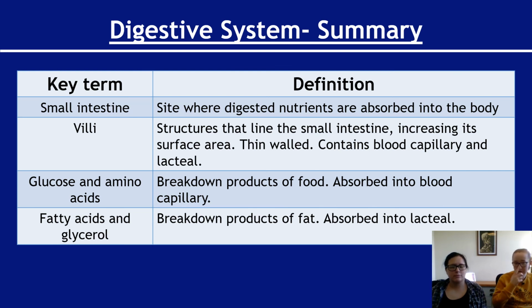Okay, so to summarise all of this, we have got the small intestine. It is the thing in the digestive system that you need to know. It is a site where digested nutrients are absorbed into the body. Okay, the villi are structures that line, so it's many villi, one villus, to clarify the language there. Structures that line the small intestine, increasing the surface area. They're very thin-walled. They contain a blood capillary and a lacteal. Okay, we've got glucose and amino acids, so these are two things that are breakdown of bigger food products, and they are absorbed by the blood capillary. And then we've got fatty acids and glycerol, which are the breakdown products of fat, and they are absorbed into the lacteal. Okay, nice and simple there.